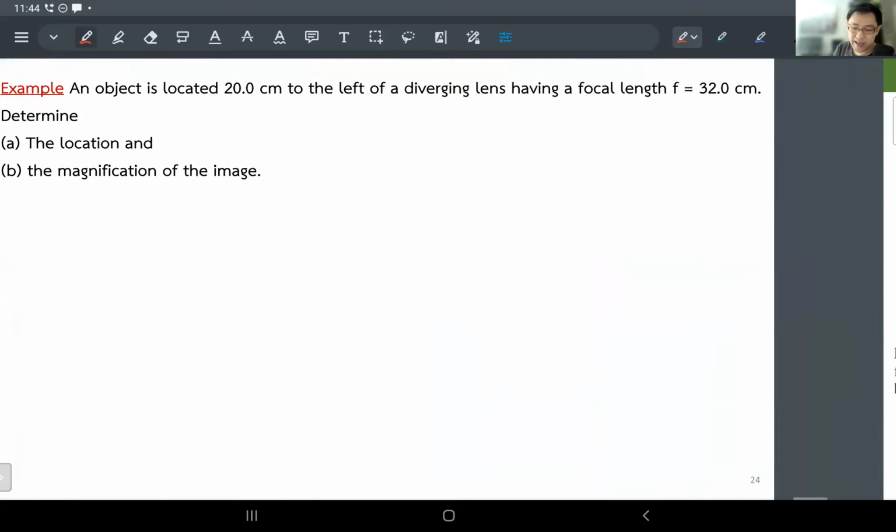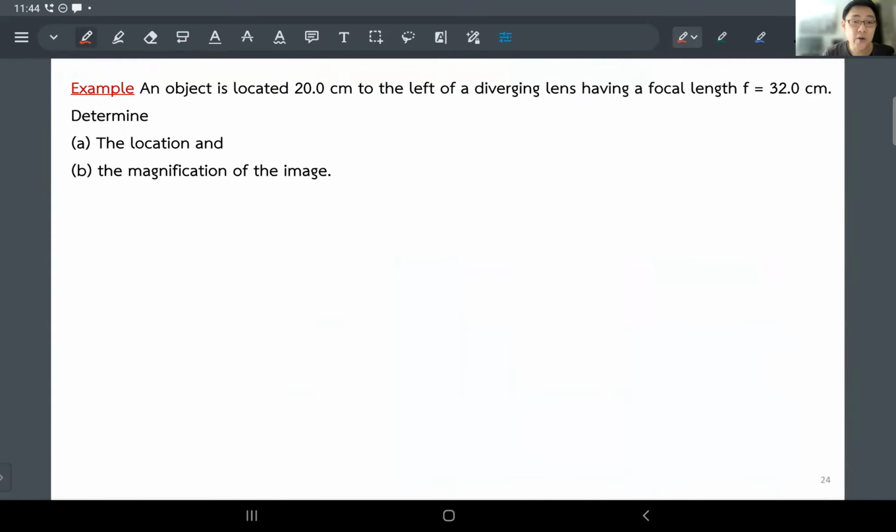Stick with me here. An object is located 20 centimeters to the left of a diverging lens, having a focal length given. Determine the location and magnification. Actually, we should be able to determine everything about the image, right? So let's start with this. The location of the object is always positive because we have a single lens here. So that is 20 centimeters there, to the left of a diverging lens.